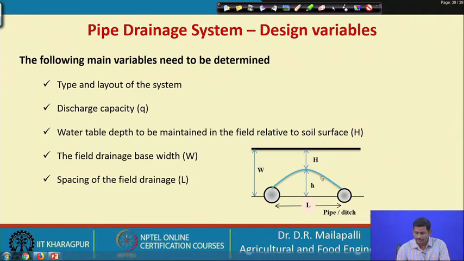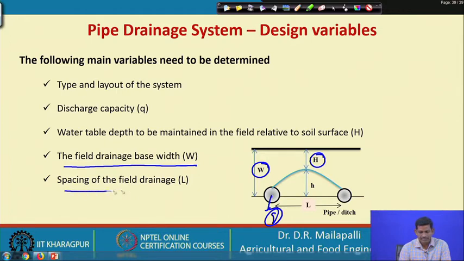So, this is H and the Q we need to consider, and then the field drainage base width W, and the spacing of the land L. These are the main parameters we will be considering in the pipe drainage system. Okay.